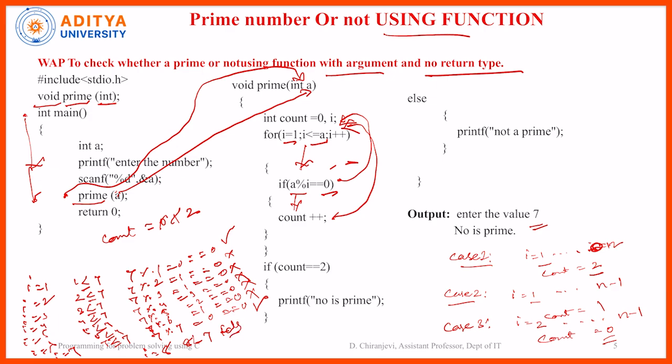When this is false, what will happen? You will come outside the loop, and you are checking count equal to 2. So what is the count value currently? 2. So 2 equal to 2, true. So if the count value equals 2, it will print number is prime. So in this case the number is prime, and it will print number is prime.